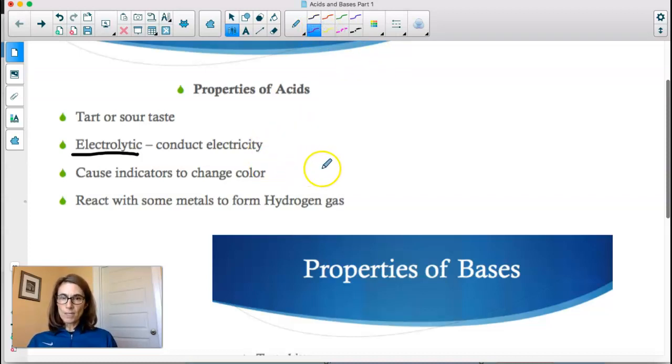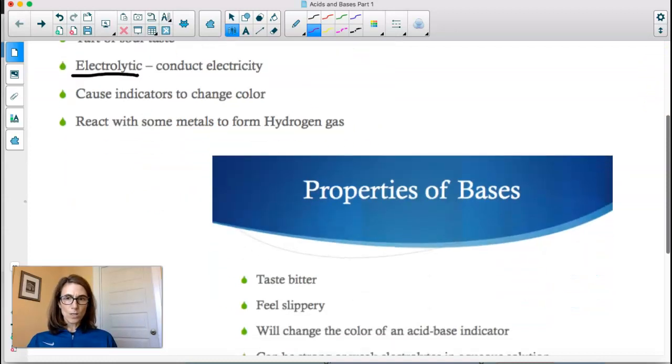Acids also cause indicators to change colors. You might not yet know what an indicator is, but we'll talk about those later in this unit. And acids also react with some metals to form hydrogen gas.